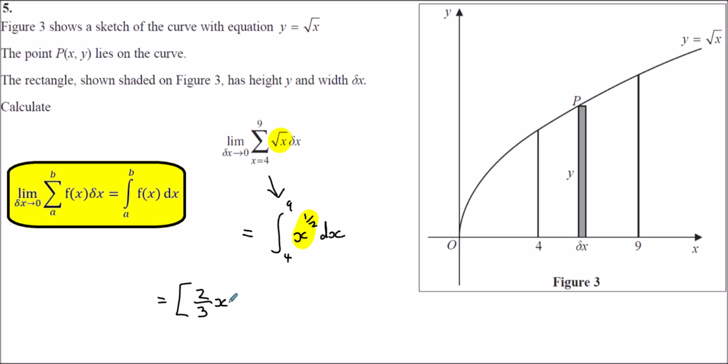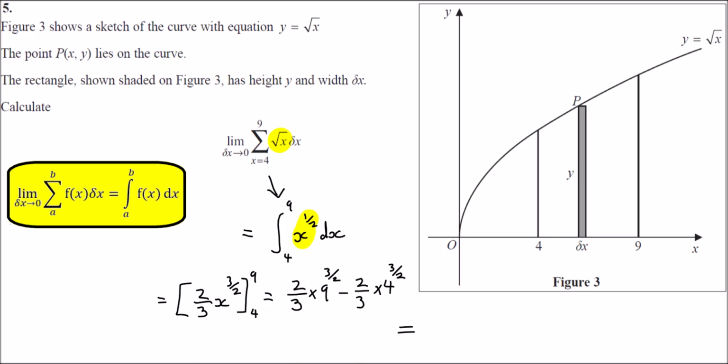We get 2/3 x to the power 3 over 2 in between the limits of x being equal to 9, then subtract the limit when x is equal to 4. So we're going to get 2/3 times 9 to the 3 over 2, then we're going to minus off 2/3 times 4 to the power 3 over 2.